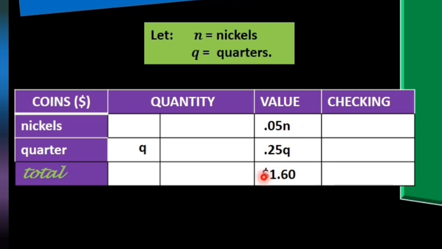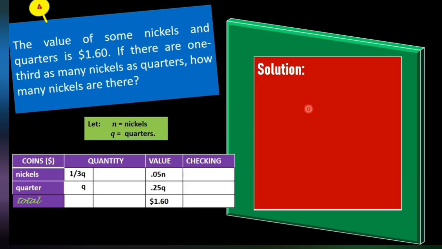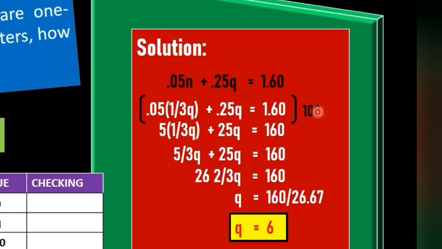Translate. If there are one-third as many nickels as quarters, here's the equation. So we have the original equation, this one. Substitute this value in these variables. So what is N? One-third Q. What is Q? As is. And then multiply it by 100. So we have here the answer.